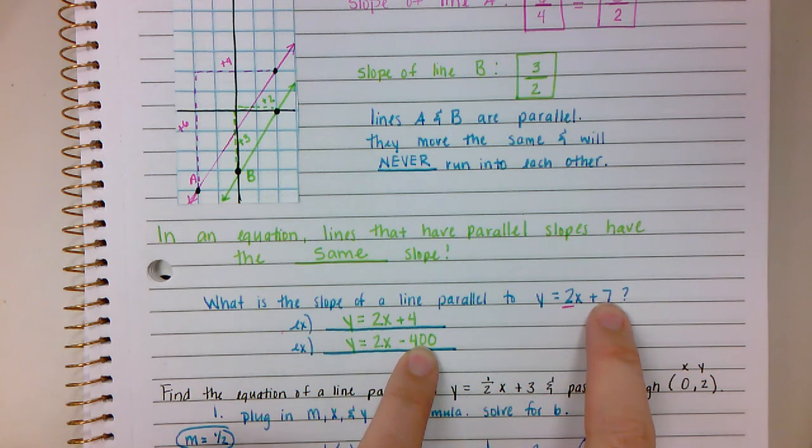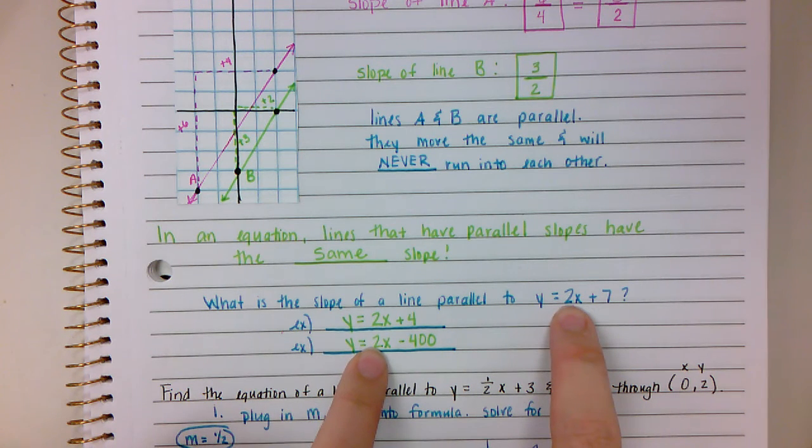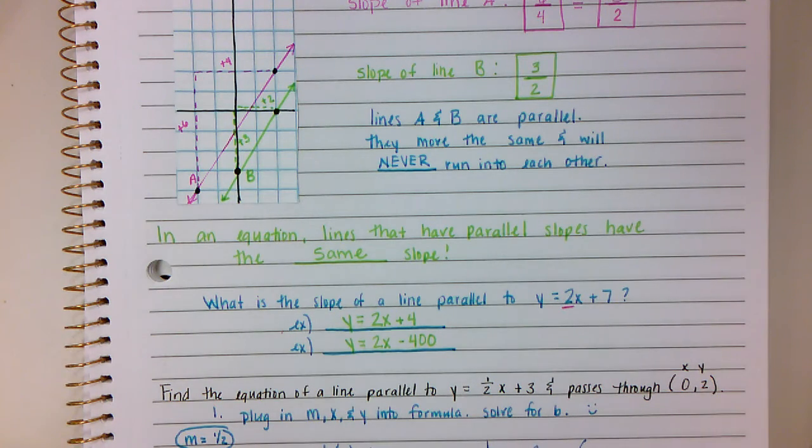This line starts at 7, but they both have a slope of 2, so they're never going to run into each other. So as long as they all have the same slope, everything else can be different. Well, just the b value. There's really not much else.